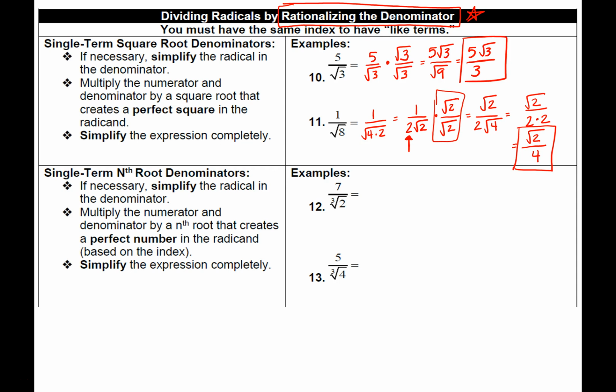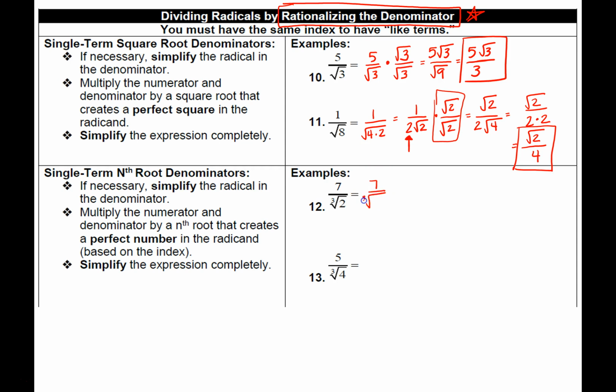All right, so that's the basics with square roots, but what about when we have nth roots, like a cube root or a fourth root? We're going to do a similar kind of process, but we're going to have to be a little bit careful about what number we choose to multiply on top and bottom by, because we want to get a perfect number inside. That's, in number 12's case, a cube. So we have a cube root of 2 in the denominator for number 12.